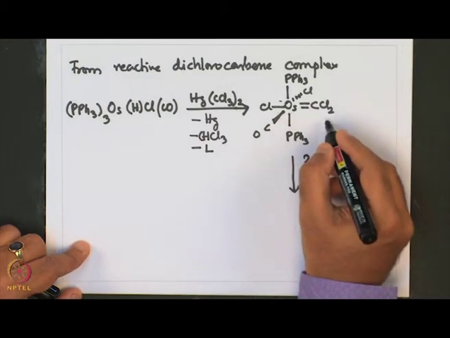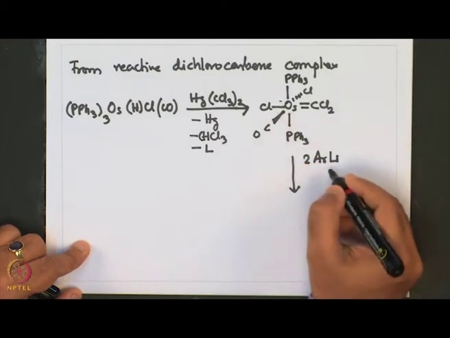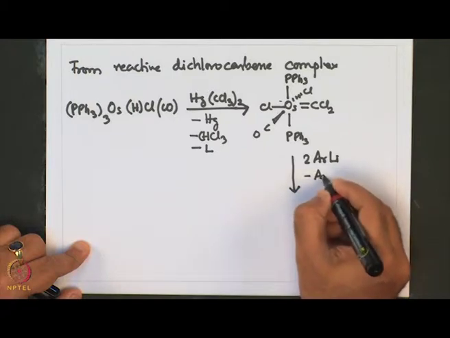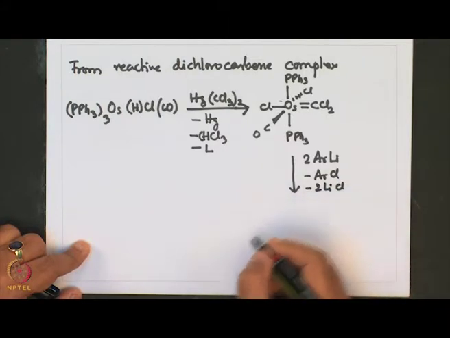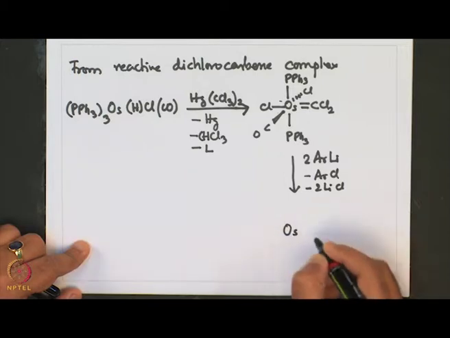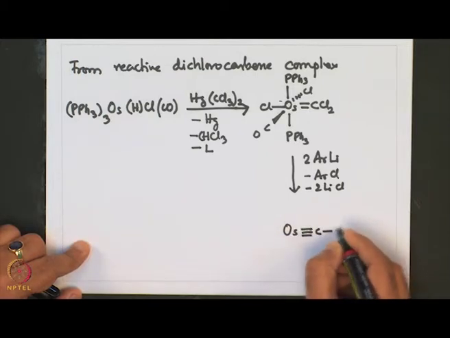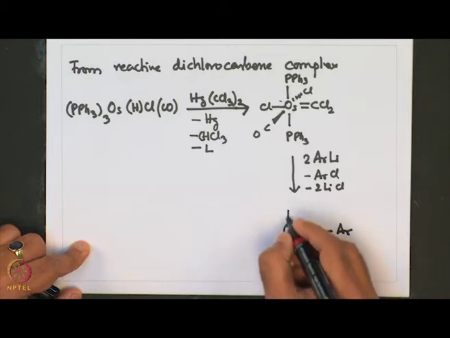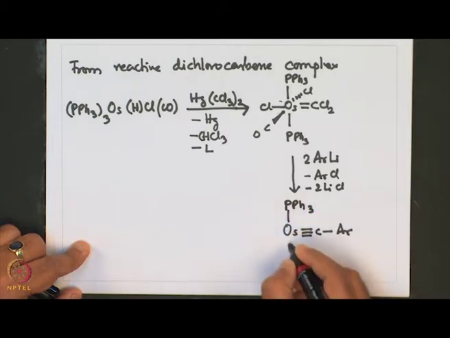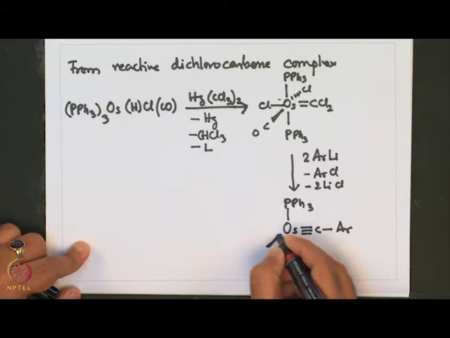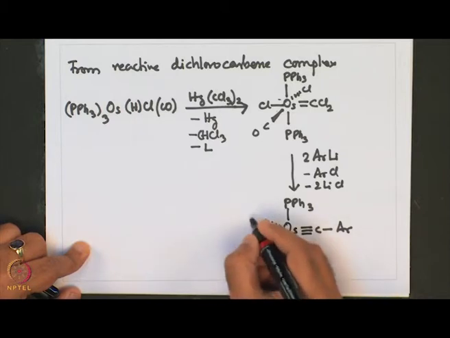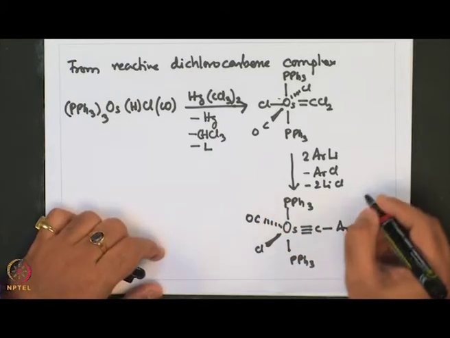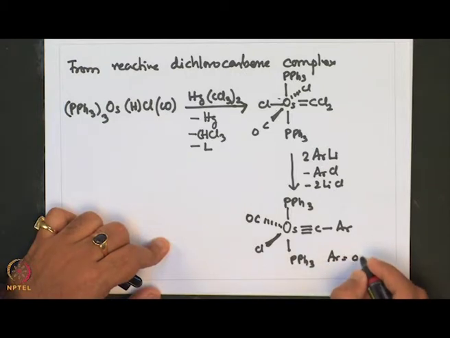So, this is this dichlorocarbene that reacts with 2 Ar lithium, giving aryl chloride and 2 lithium chloride. It gives this osmium Ar, PPh3, chloride, CO, where Ar equals orthotolyl.